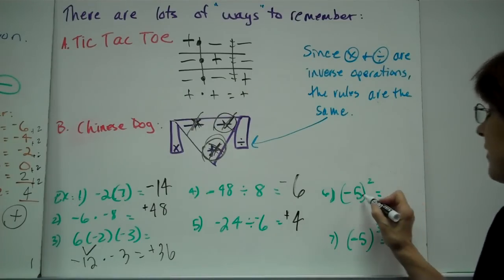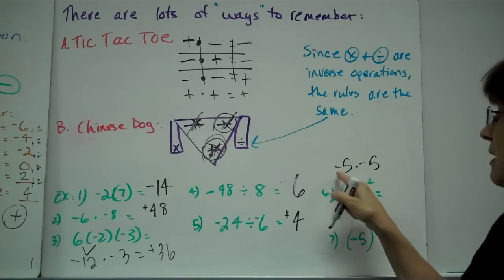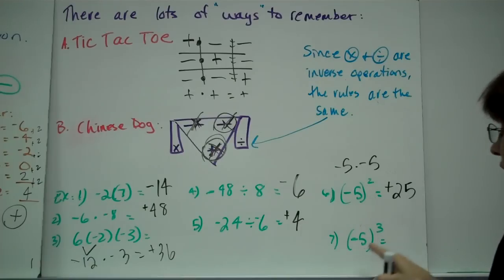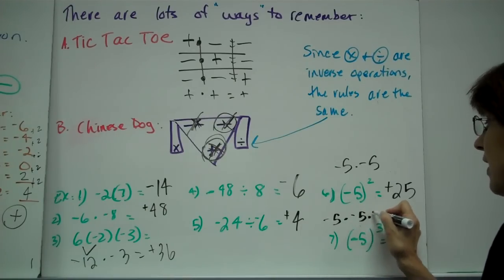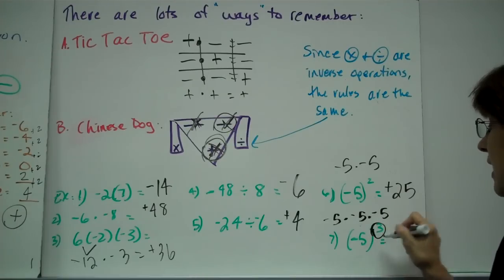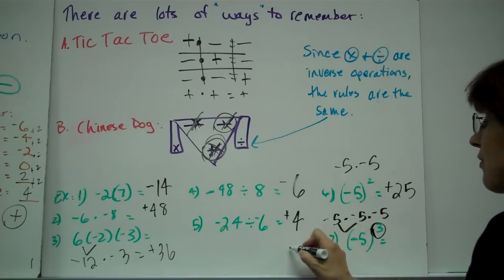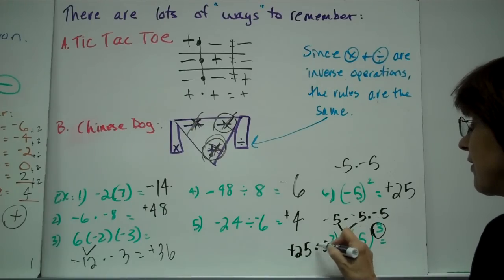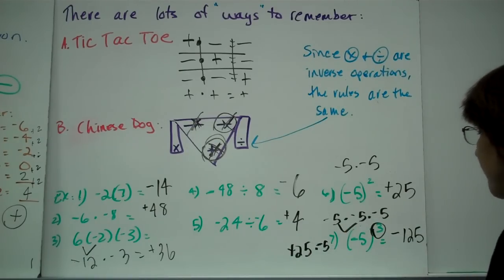Okay, then lastly we have negative 5 squared. So remember that means negative 5 times negative 5. Well, that's simply a negative times a negative, which is a positive 25. Here we have negative 5 cubed, so we can think about that as being negative 5 times negative 5 times negative 5. Remember, that's how many times this base is a factor. So negative 5 times negative 5 was our positive 25 times a negative 5. Again, we have a negative times a positive. That's going to equal a negative 125.